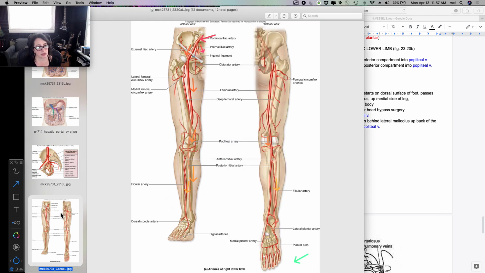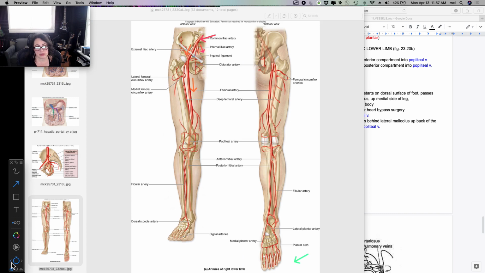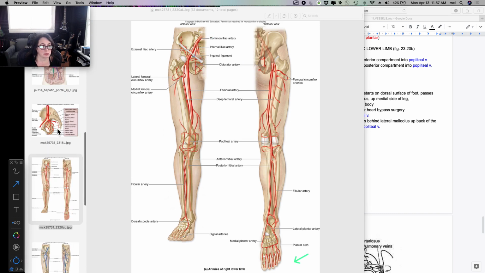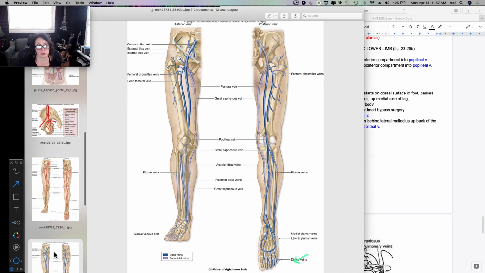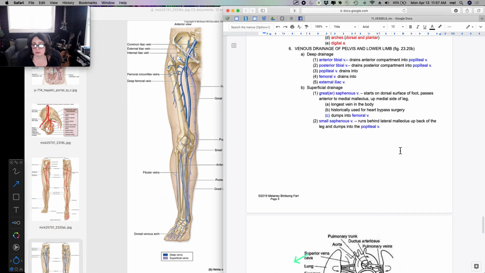They don't talk a whole lot about it in your textbook, so I won't ask you very much about the venous drainage of the pelvis, but it's kind of similar to the arterial supply of the pelvis, and it's mostly all going to drain into the internal iliac vein. All right, but the thigh and leg have superficial and deep drainage, kind of like the arms did.